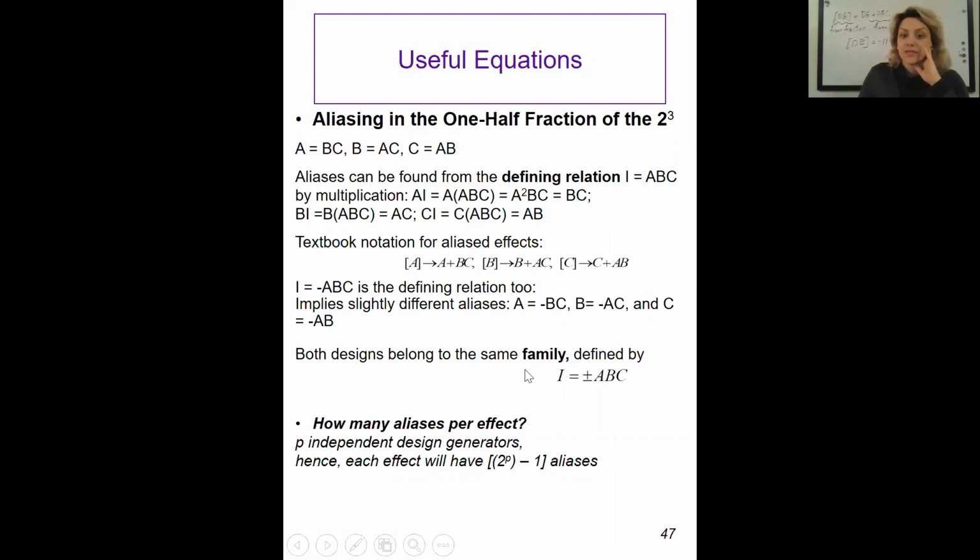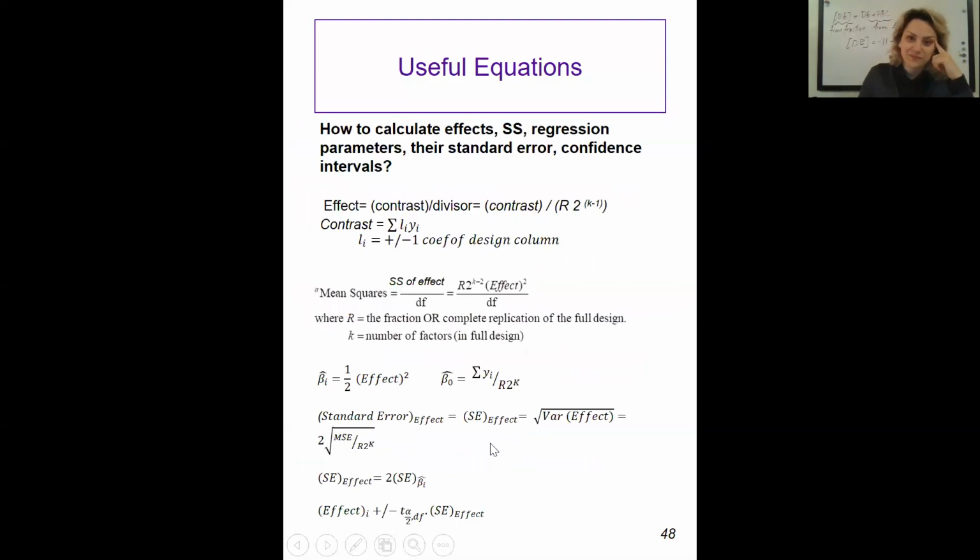Both designs belong to the same family. In fact, if you add them, it's going to give you the full factorial, and the same family as defined by I equal to plus minus ABC. I talked about how many aliases per effect. We would say 2 power P minus 1, where P is the number of independent design generators that you can see in the design generator table as well.